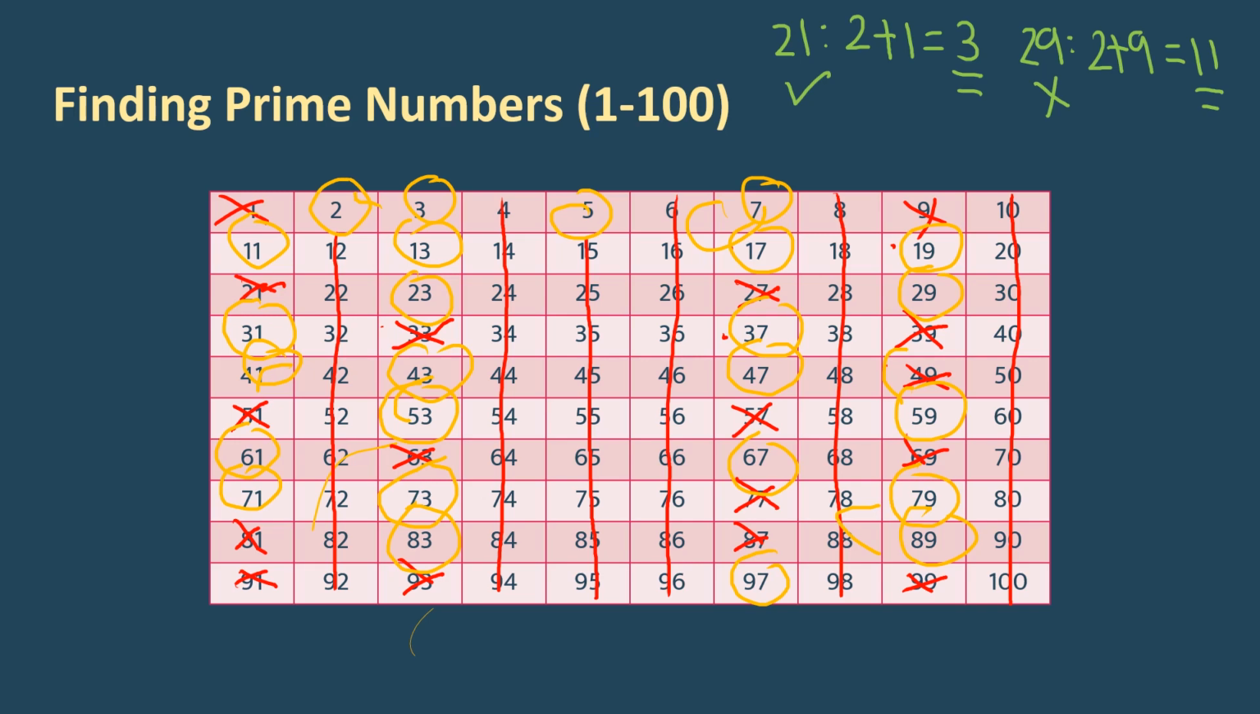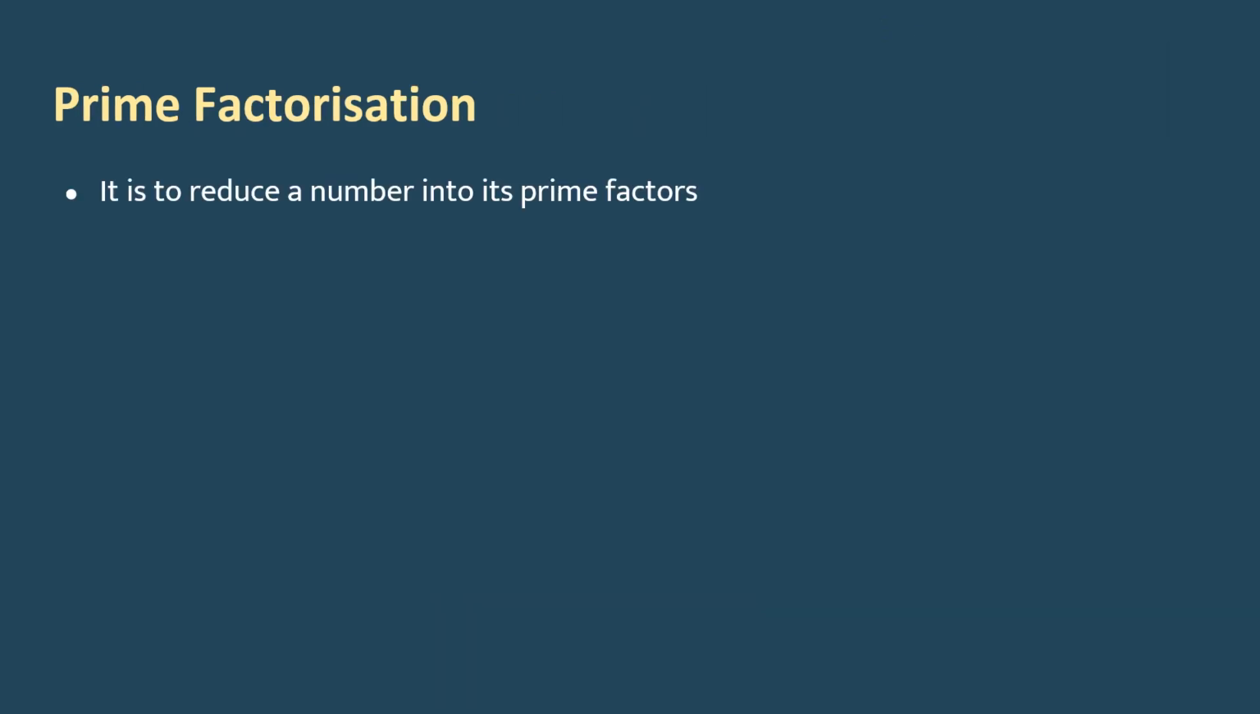Okay, so now we can move on to the prime factorization part. Prime factorization is to reduce a number to its prime factors. This means that we're trying to find out how the numbers can be formed just by using the prime numbers, the numbers that we have circled in orange in the previous slide. We're going to use 20 as our example. So how do we find the prime factors of 20?